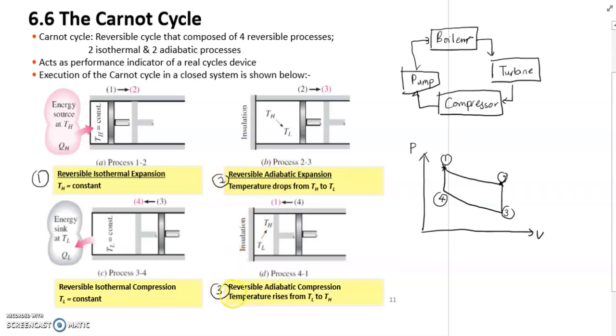Third is reversible adiabatic compression. Oh, sorry, I missed. So this is the process, and this is the last one. Process 4 to 1.